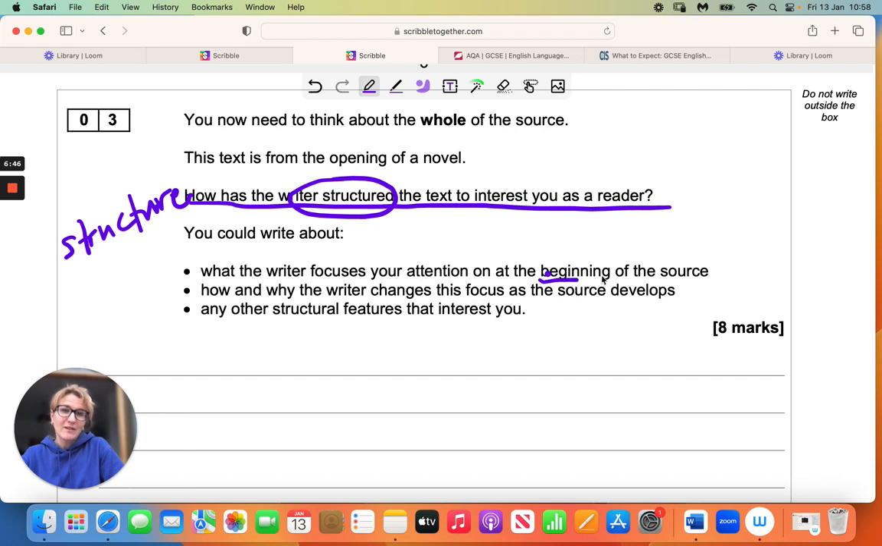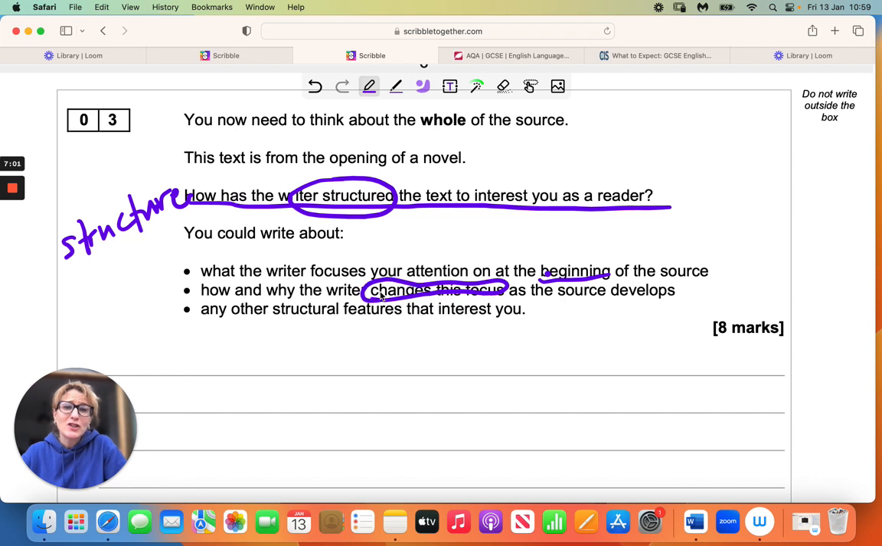How does it start? How does the extract start? It doesn't have to be anything more complex than that. What is the writer doing at the start? Are they introducing a character or the setting? How does it begin and why? And then where's the shift? Where does a change take place?